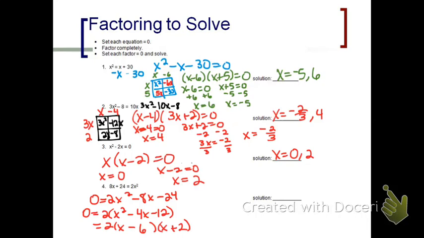Okay, do you see how on the simple ones like that I don't need the box? Because all I had to do was just ask myself, what are the factors of negative 12 that make negative 4? So then when I go to do the solution, x minus 6 equals 0 and x plus 2 equals 0. So what is x? 6 and negative 2.